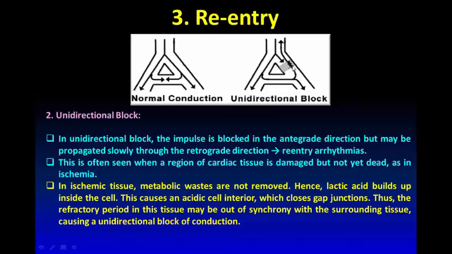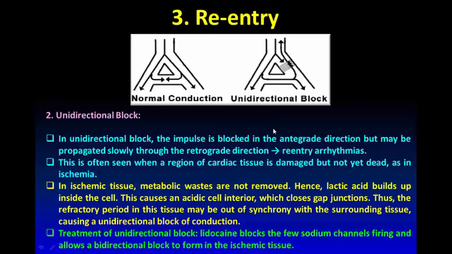In the ischemic myocardial tissue, metabolic waste products are not removed, hence lactic acid builds up inside the cells, and this causes an acidic cellular interior which closes the gap junctions which the cells have in the intercalated discs. Accordingly, the refractory period in this ischemic tissue may be out of synchrony with the surrounding tissue, and this causes a unidirectional block of the conduction. So the impulse is only blocked in the antegrade direction and not in the retrograde direction.